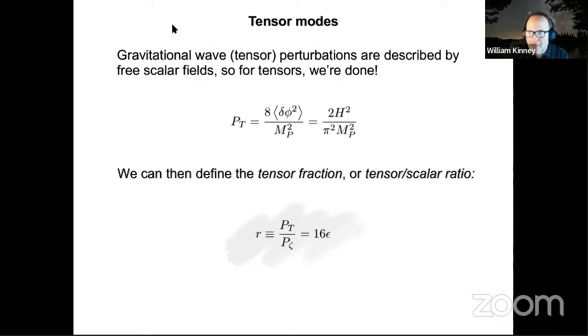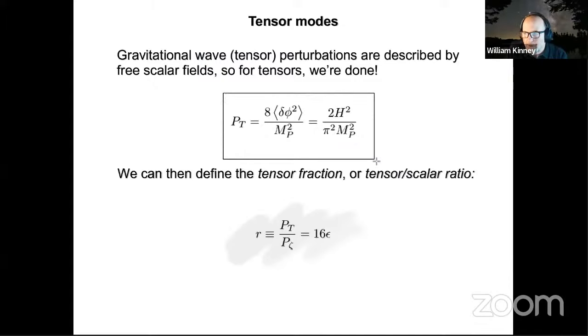Now if I'm talking about tensor modes, gravitational wave fluctuations, it's straightforward to show that tensor perturbations in a Robertson-Walker background actually are free field fluctuations. They do not couple to first order to the curvature. And so once I've done the free field calculations for gravitational wave modes, I'm done. There's a normalization factor here, but it's just given by H over 2 pi. So the power spectrum in gravitational waves is H squared over pi squared times M Planck squared.